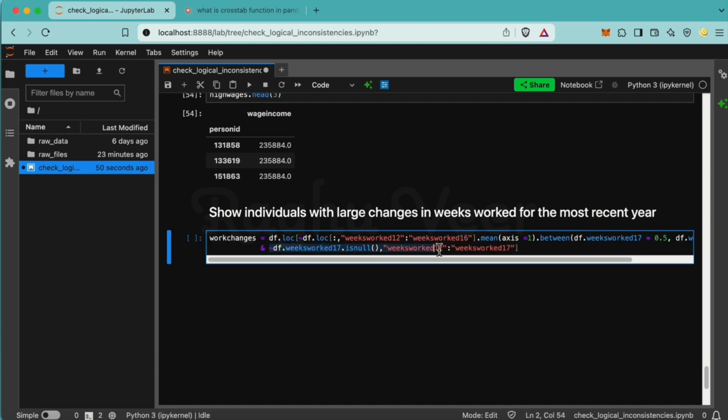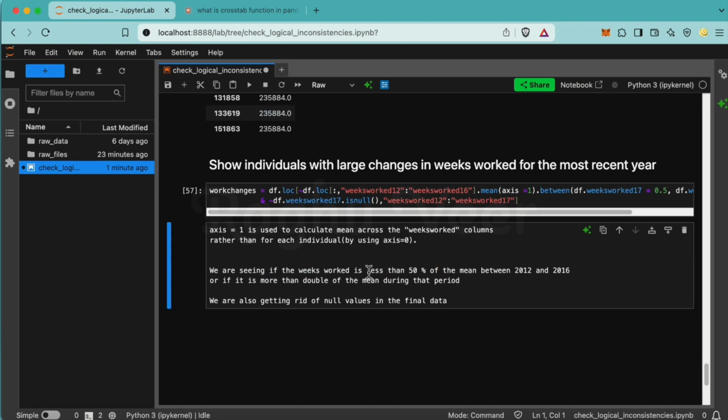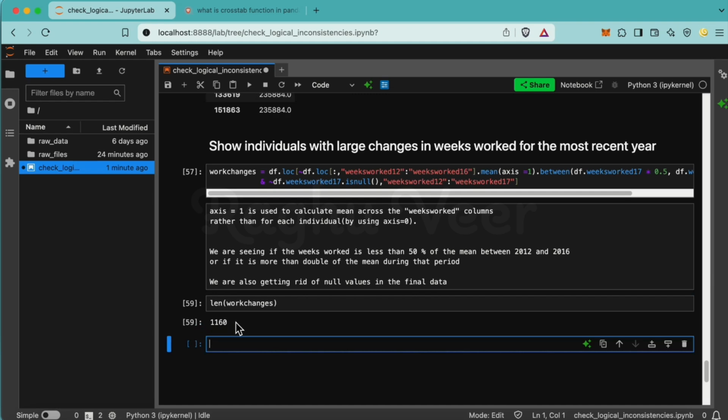And I'm also excluding the null values from the data. I don't want that. I want the mean across weeks worked columns. So if the weeks worked is less than 50% of the mean between 2012 and 2016, or if it is more than double of the mean during that period, we are saying that these are outliers, and we are also getting rid of the null values. So I'm looking at the number of people who have these kind of spurious data.